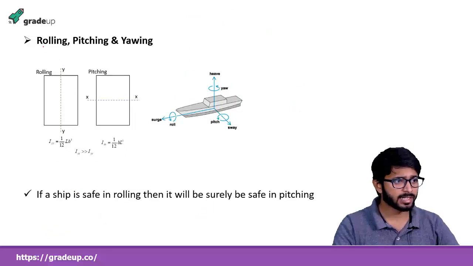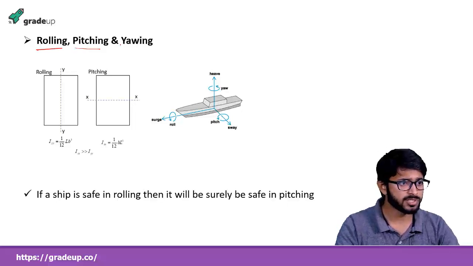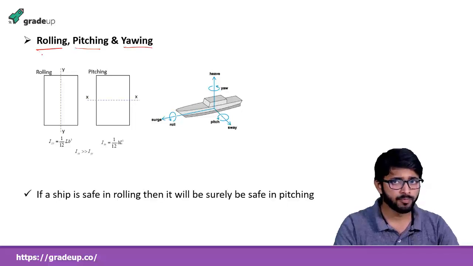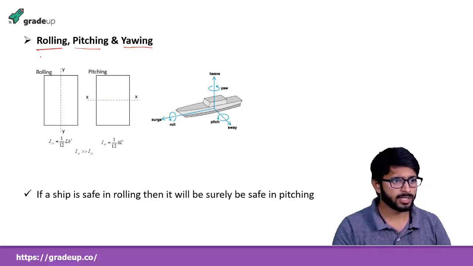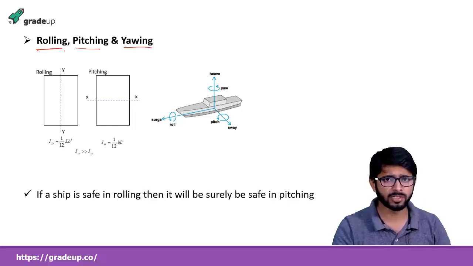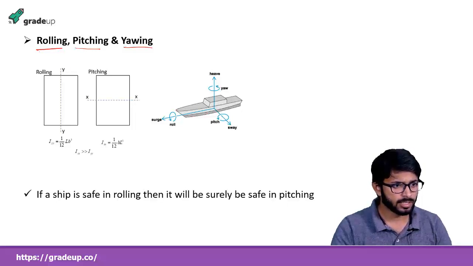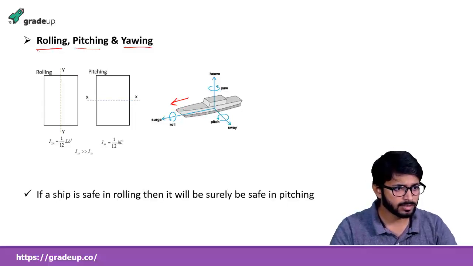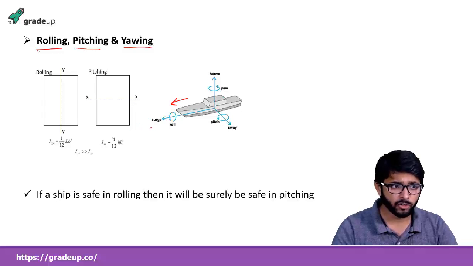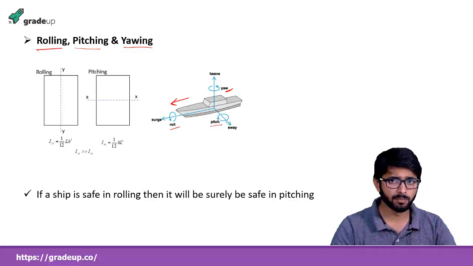Okay, so there are three terms that come into the picture: rolling, pitching and yawing. Talking in terms of a ship, these are the rotations of a body about three perpendicular Cartesian axes. So this is a ship, this is the direction of motion. When the ship rotates about the longitudinal axis, this is known as rolling. When it rotates about the vertical axis, it is known as yawing. And when it rotates about the transverse axis, this is known as pitching.